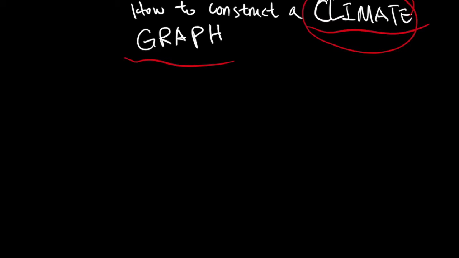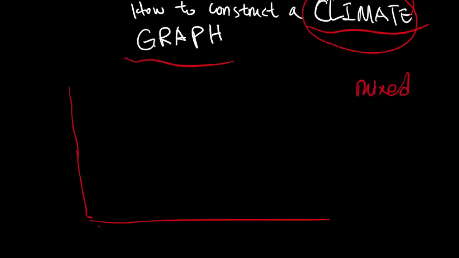If you learned about math, you would know how to construct a graph. Sorry for that, my line isn't that straight. Let me try to redraw it. Okay, so now in order to construct a climate graph, you have to know what is called a mixed graph, which means there are 2 types of graphs mixed in one. Mixing one graph is quite easy.